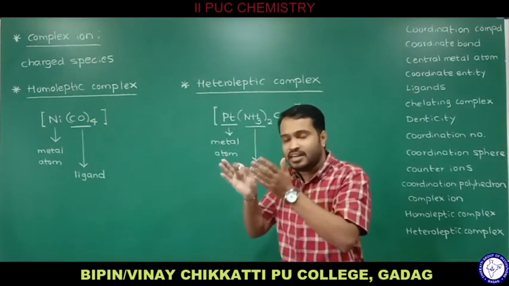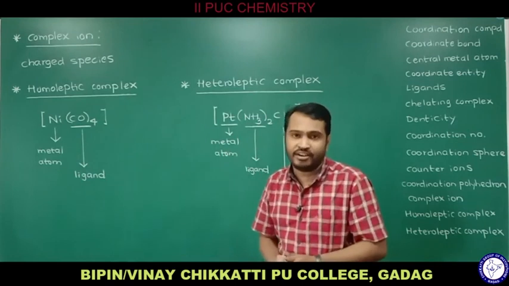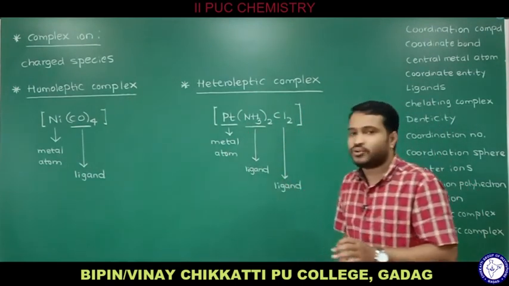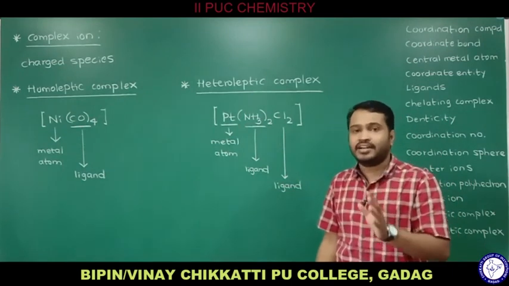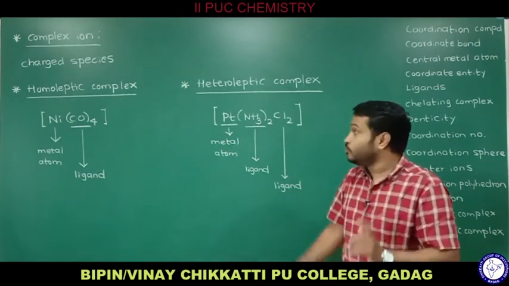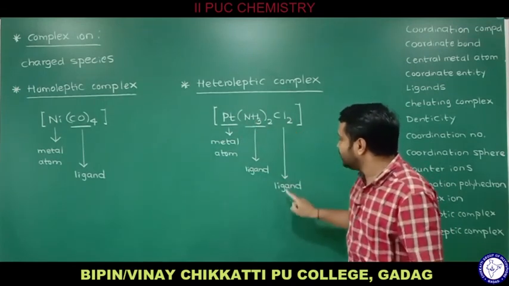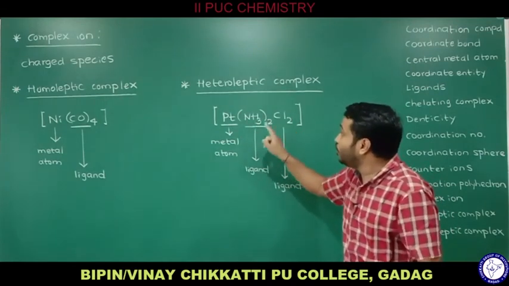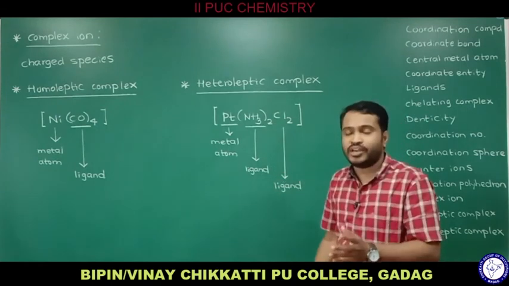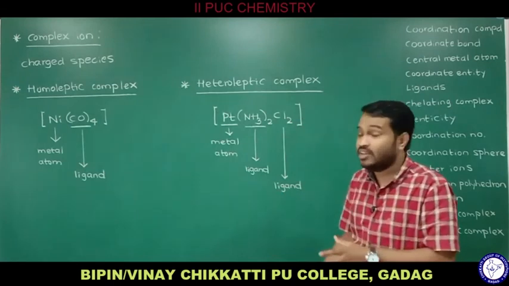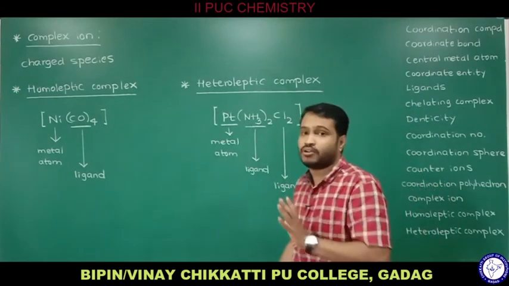If you have a coordination compound in which the central metal atom is surrounded by only one type of ligand, that corresponds to a homoleptic complex. Nickel is surrounded by carbonyl ligands. We have a single type, only one type of ligand. Whereas if you consider this particular example, platinum is surrounded by the amine ligand as well as the chlorido ligand. So platinum is surrounded by NH3, that is a ligand, and Cl minus, that is also a ligand. We have not the same kind of ligands, we have two different kinds of ligands, and that we call a heteroleptic complex.